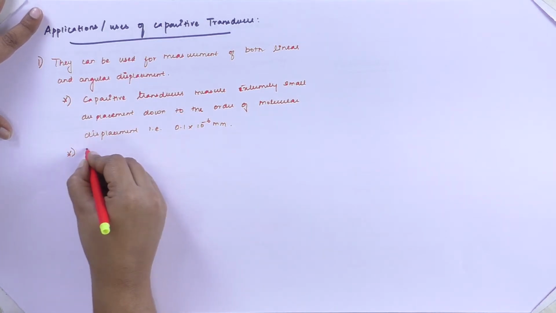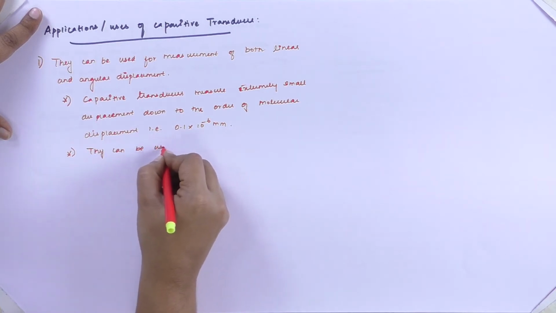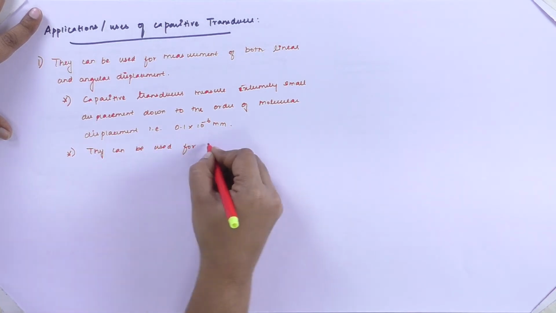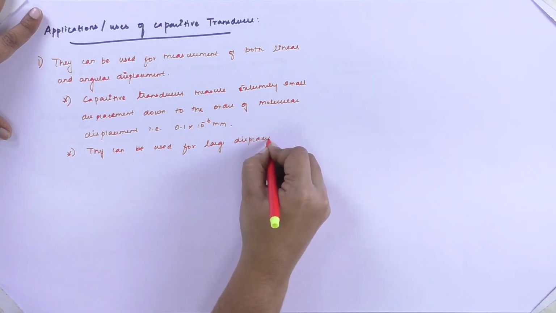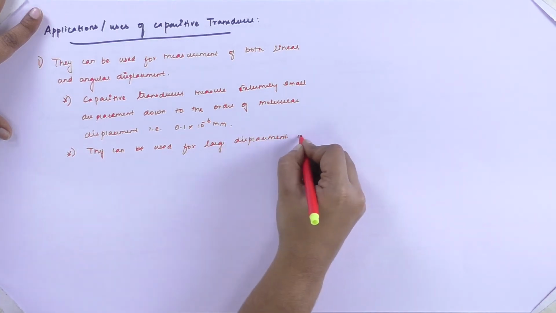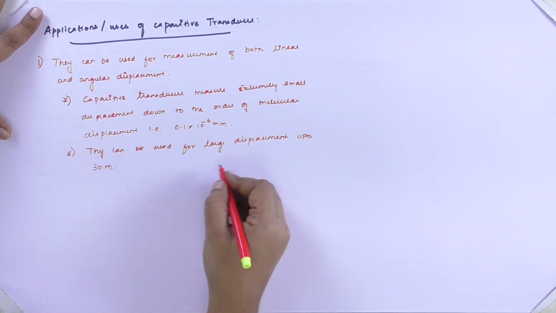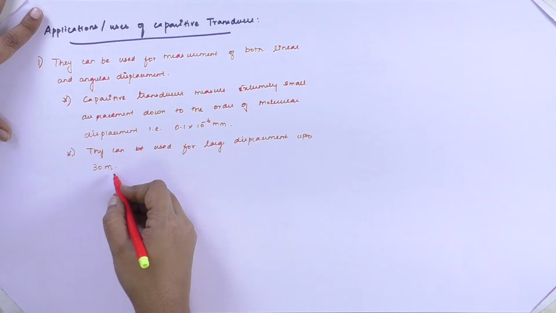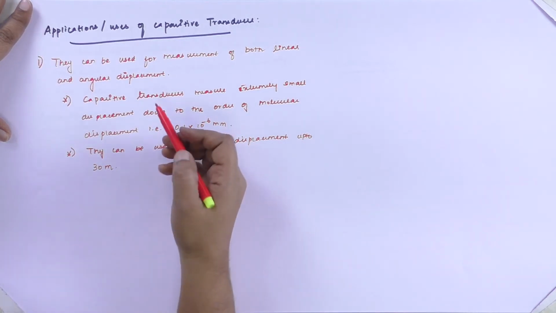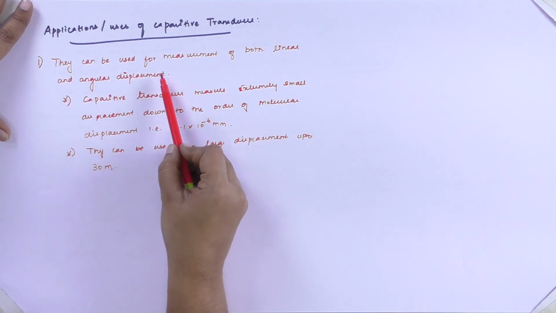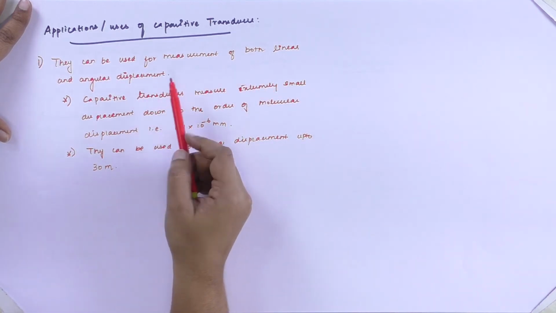The next one is they can be used for large displacement measurement up to 30 meter. So, a large displacement of 30 meter can be easily measured by using capacitive transducers. So, the capacitive transducers are used for the measurement of both linear and angular displacement.